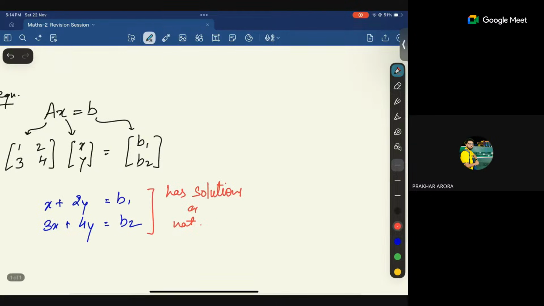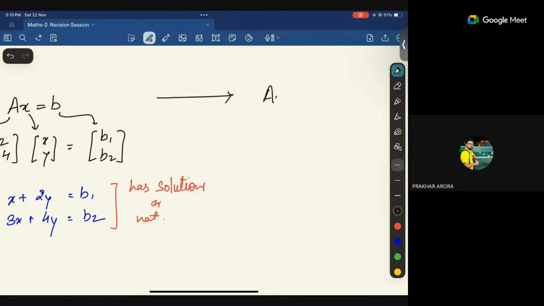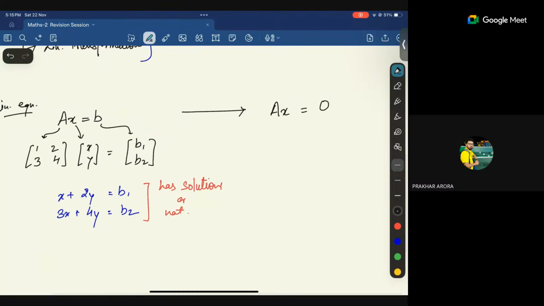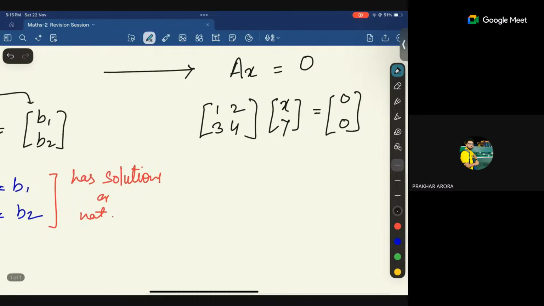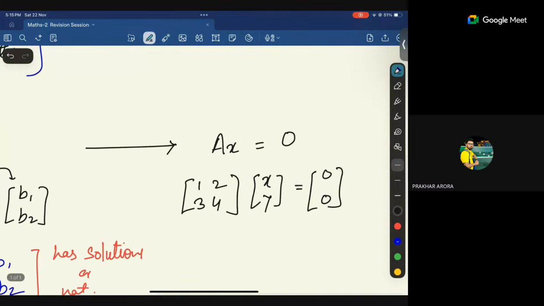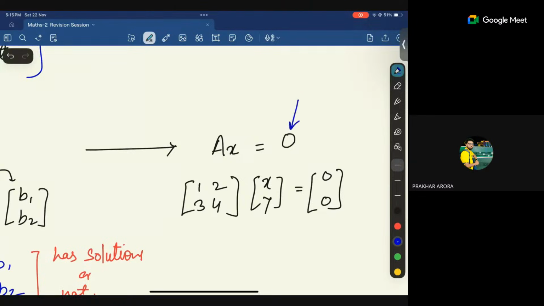Now I want to change this equation a little bit, and this is here: Ax equals 0. Everything remains the same. I have the same matrix here: 1, 2, 3, 4, and the same variables here: x, y, with the only difference that my output is a vector, not a matrix. This is the output vector and this is the input vector.